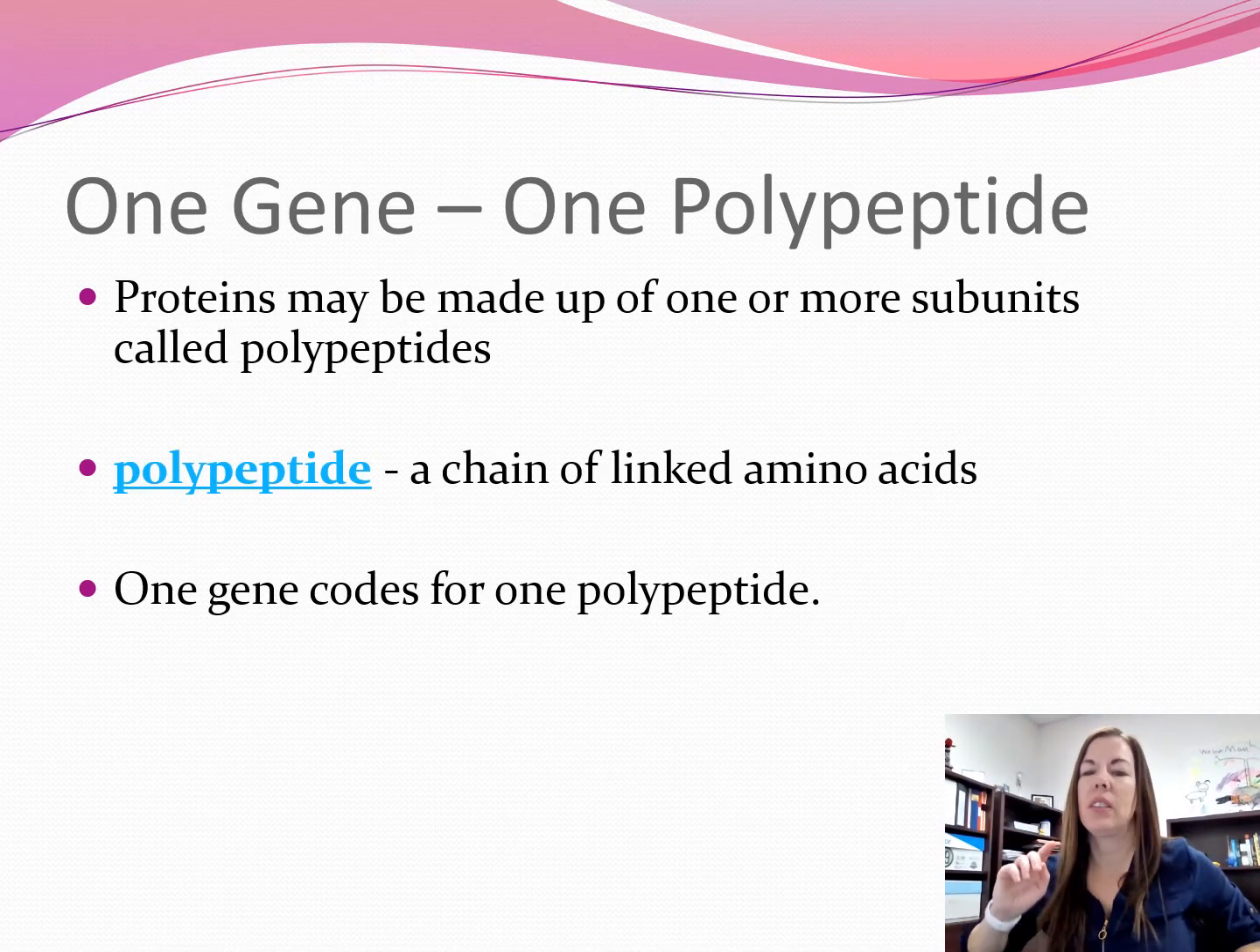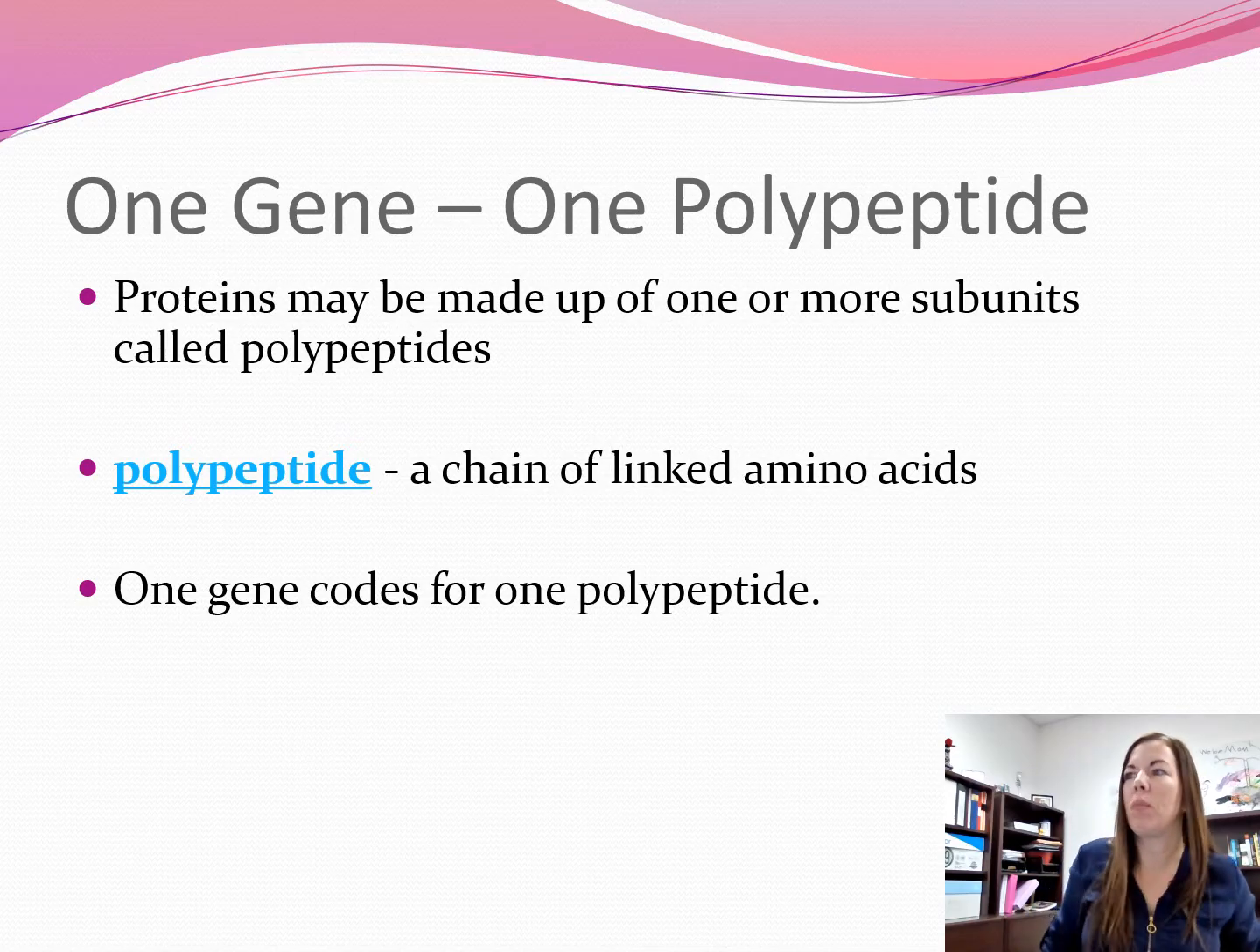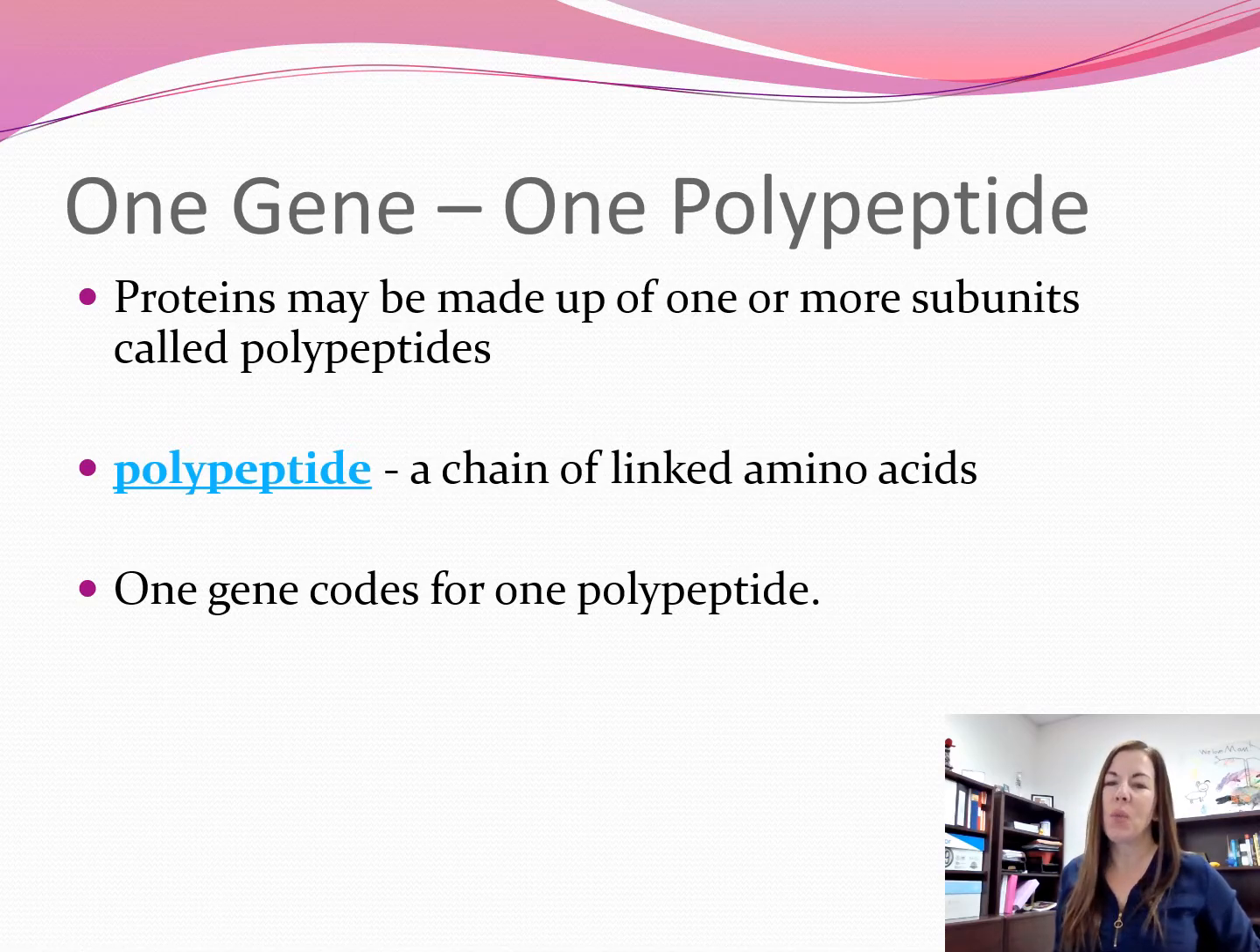So proteins are made up of one or more subunits called polypeptides. This is not new information. We learned about this way back in chapter 3 when we talked about proteins. So one gene essentially codes for one polypeptide, which is a chain of linked amino acids.